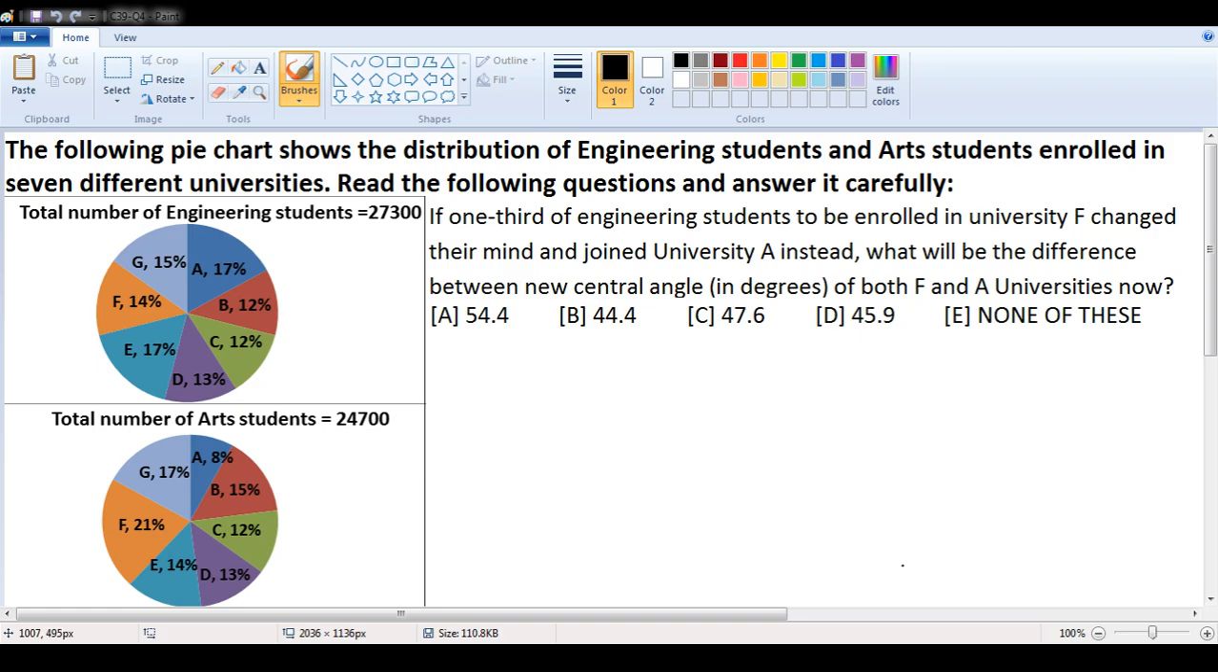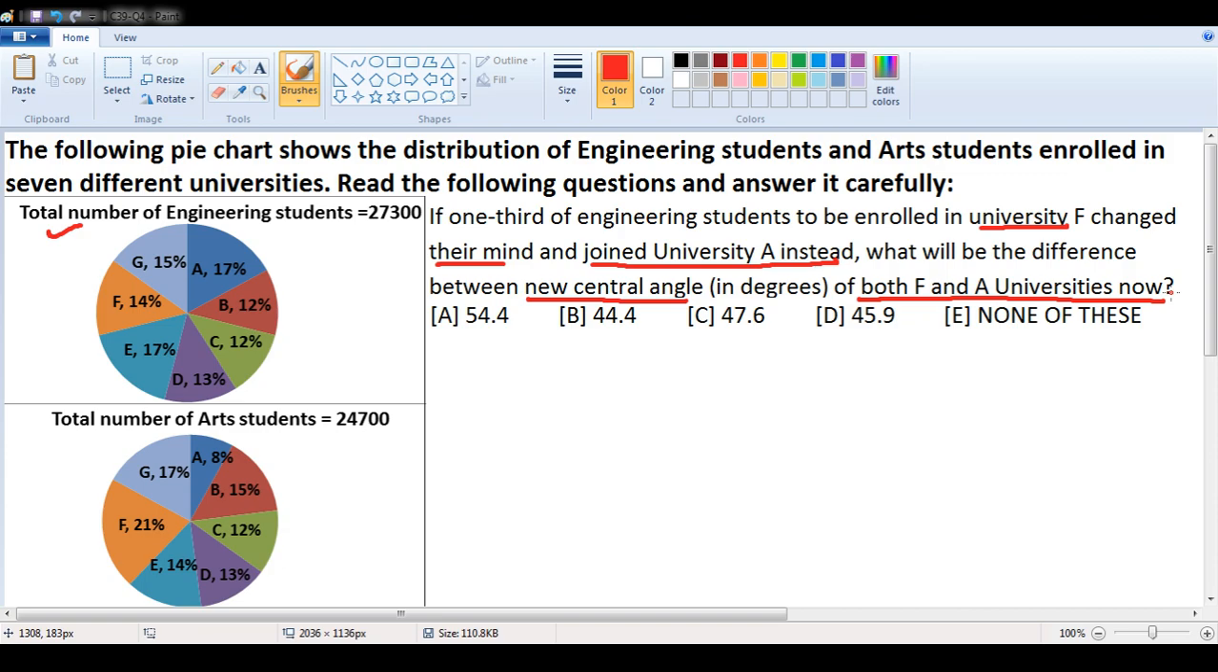See here, your fourth question is, if one third of engineering students to be enrolled in university F change their mind and joined university A instead, what will be the difference between the new central angle in degrees of both F and A universities now? After the change has happened, what is the difference right now is the question.